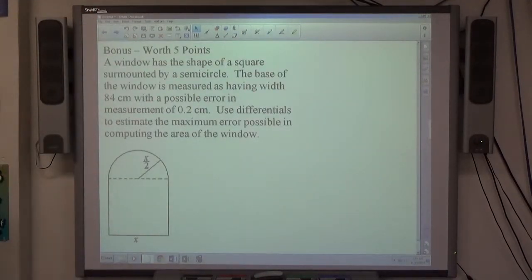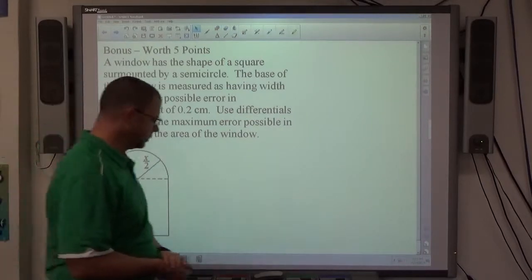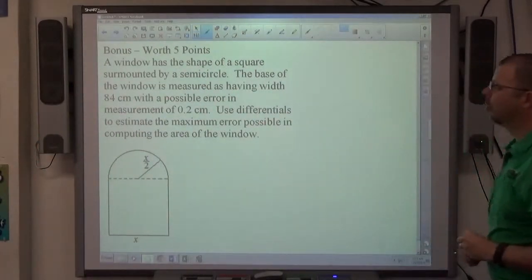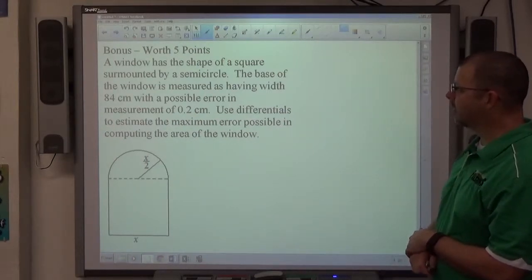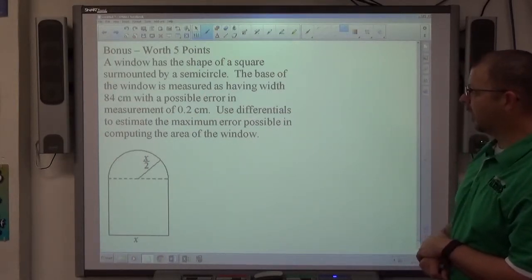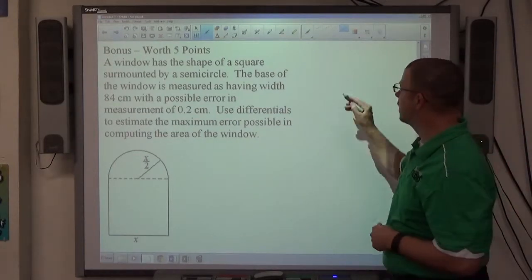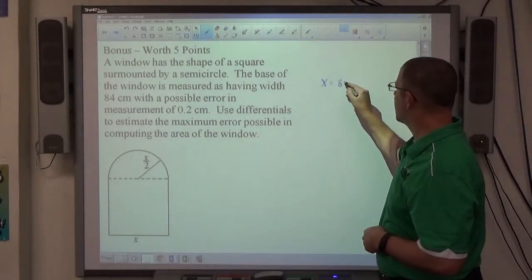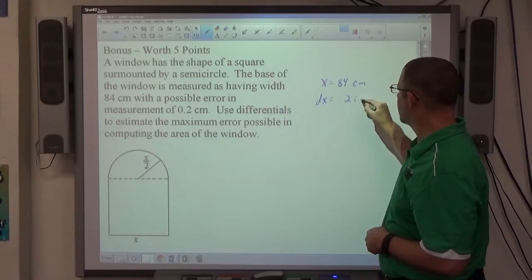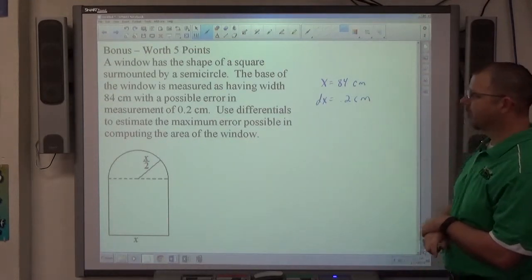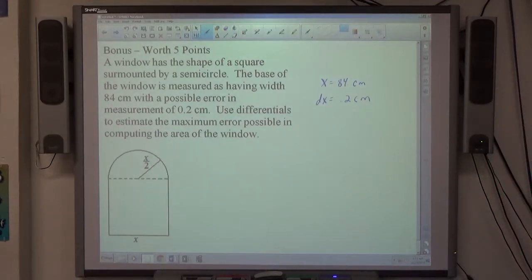Finally, the bonus. This is a differential problem. A window is the shape of a square surmounted by a semicircle. The base of the window is measured as having a width of 84 centimeters with a possible error measurement of 0.2 centimeters. What it tells me is x equals 84 centimeters and dx is equal to 0.2 centimeters. Use differentials to estimate the maximum error possible in computing the area of the window.